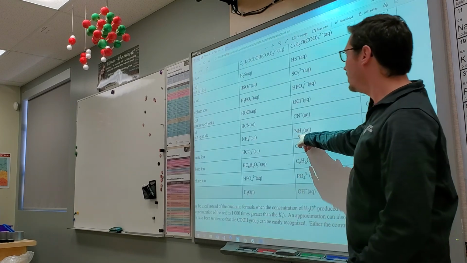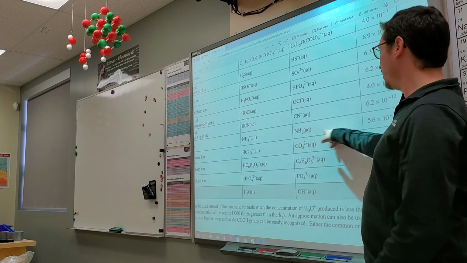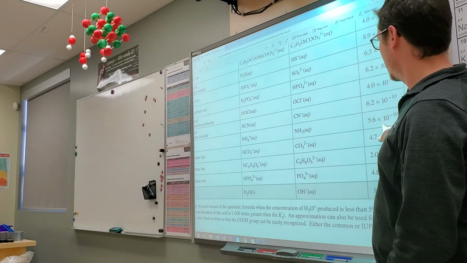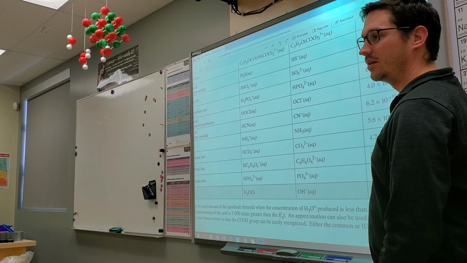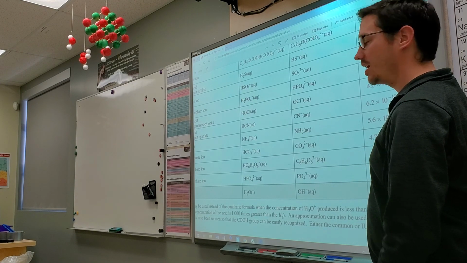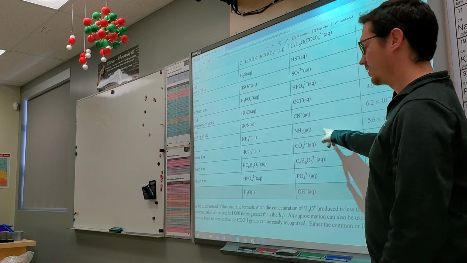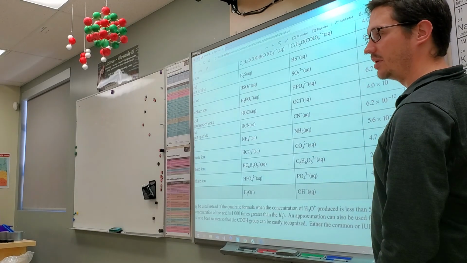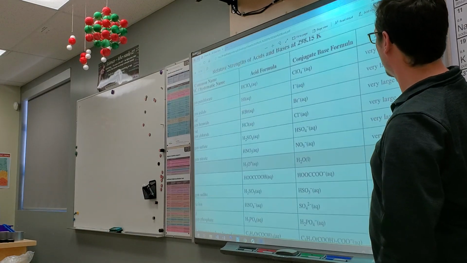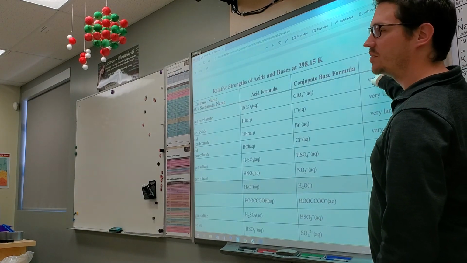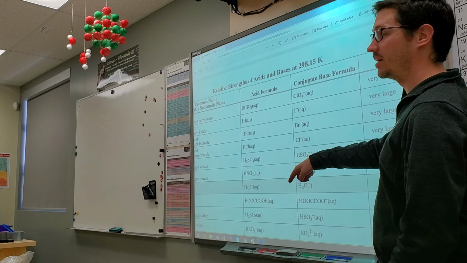So, ammonia. Do you know the Kb of ammonia? Is it 5.6 times 10 to the negative 10? Is this the Kb of that base? No. How do you know it's not the Kb of that base? Because when you look at the top, the header on that column says Ka. So that must be the Ka of the conjugate acid of that base, right?